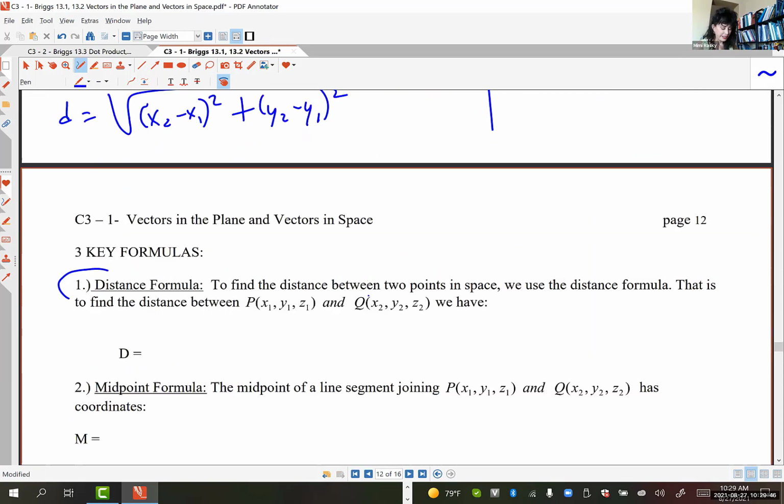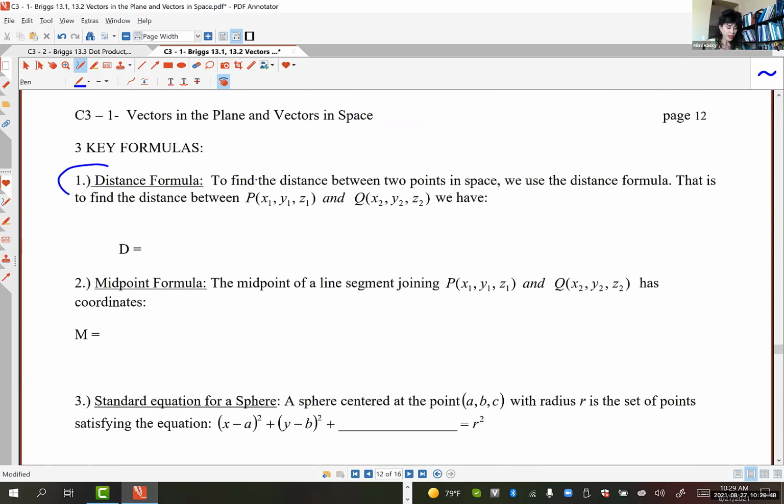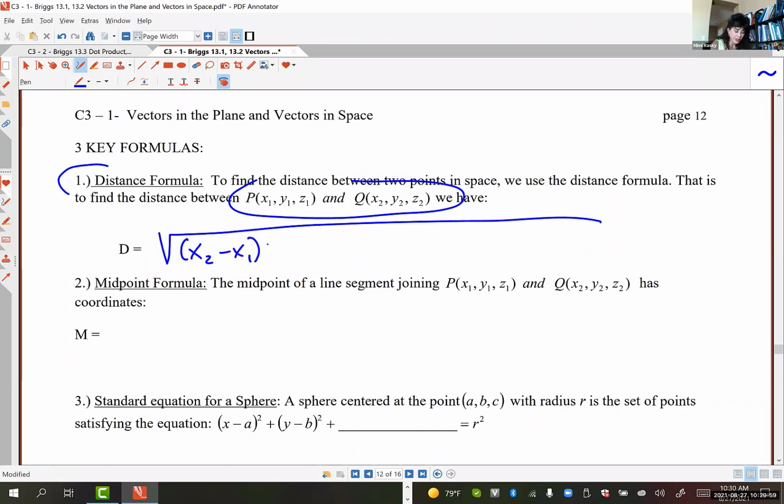When we extend that to space, so if you have coordinates P: x1, y1, z1, Q has coordinates x2, y2, z2, the distance between those 2 points is the square root of the sum of the squares of the differences of the coordinates.